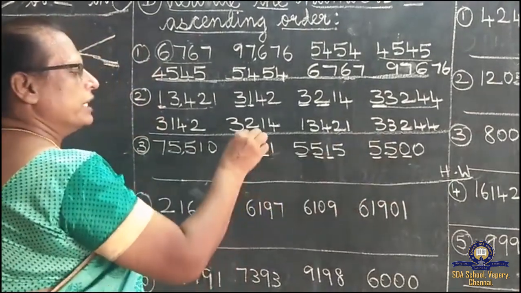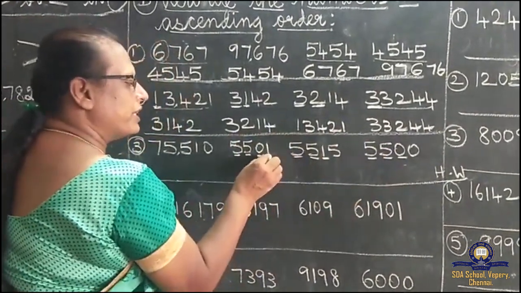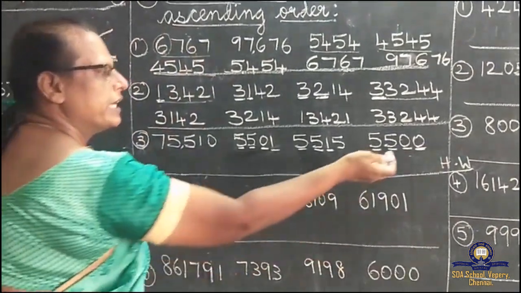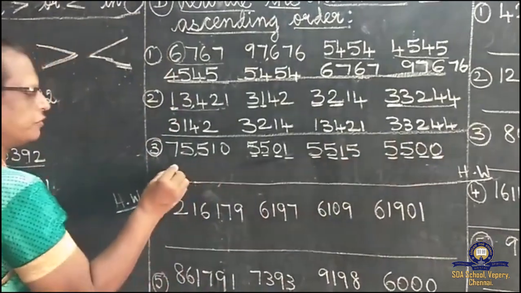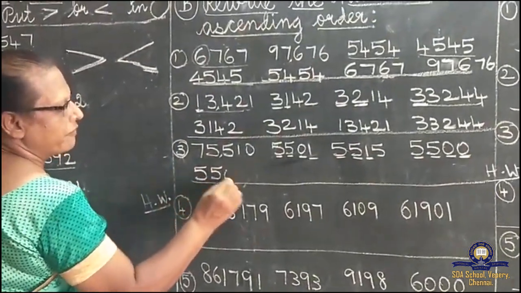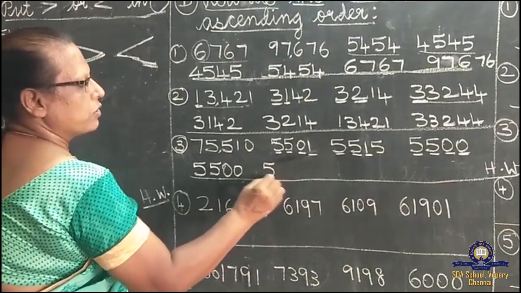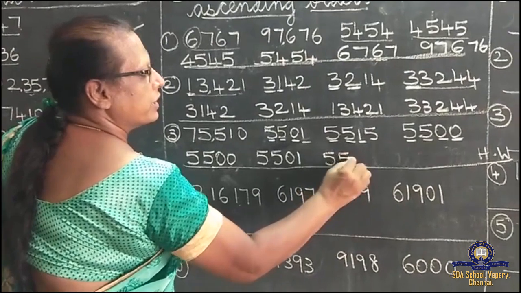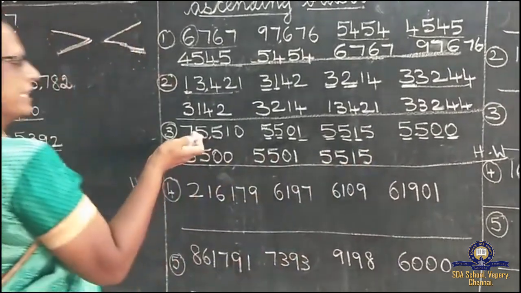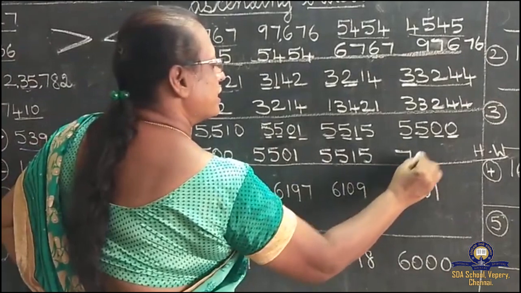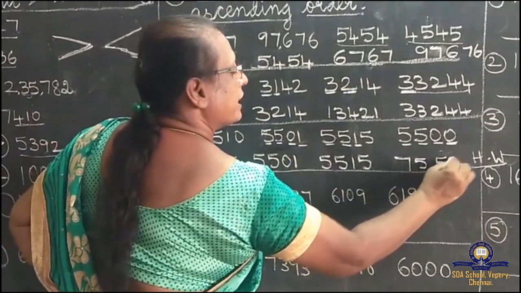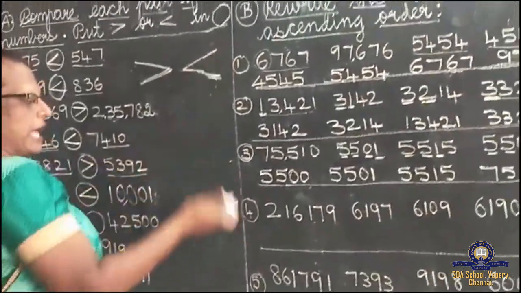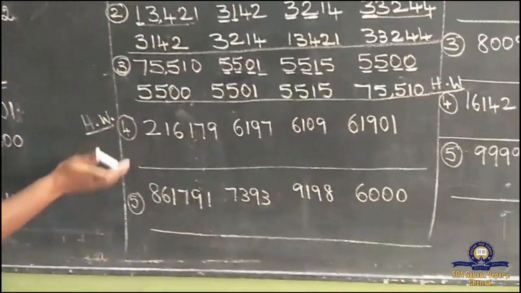So what you have to do? In these two sums you have to first find out. Here 1 is there, here 0 is there. So what you have to write, children? You have to write 5,500 first, and then 5,501, and then 5,515, and then you have to write this 5 digit number, 75,510. Understood, children? Okay, I think you have understood, and these two sums are homework.